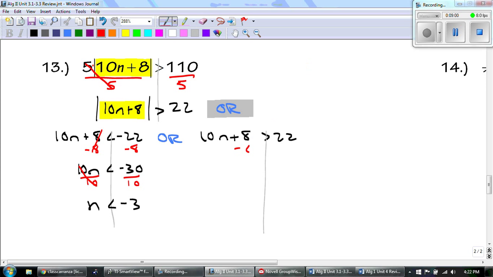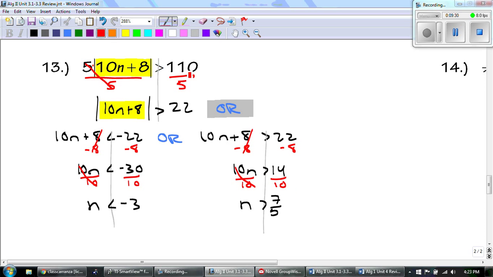On the right, we're doing the same thing. Just be careful, because 22 minus 8, you don't get 30. Yeah, 10n is greater than 14. Divide by 10. 14 over 10, we have to reduce that, and I want the fraction. Yep, it's 7 over 5.